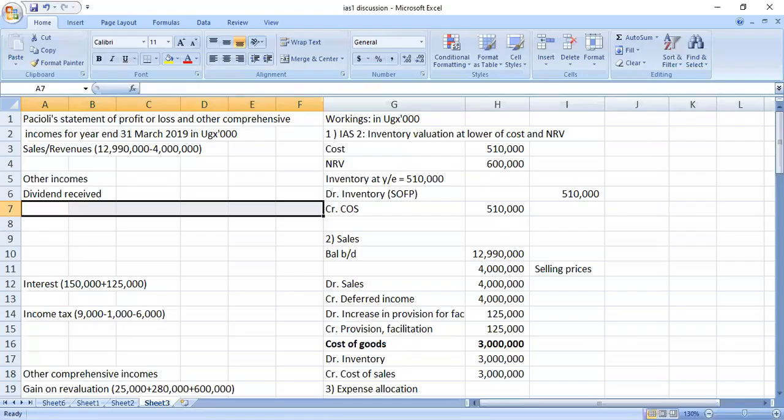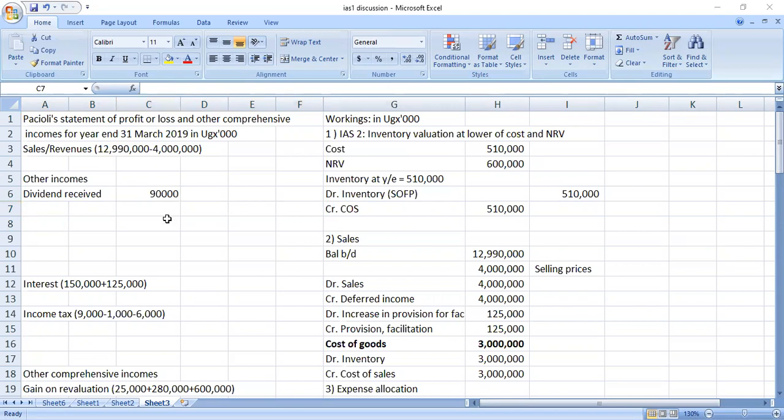Dividend received, they are 90,000. So under other incomes, 90,000. Then interest received is still under income, 6,000. So I think you finish the other parts in the trial balance, whatever I've left out behind: purchases, bank loan, opening inventory, you'll do that. Okay, for now, let me take any questions if there is anything to ask.